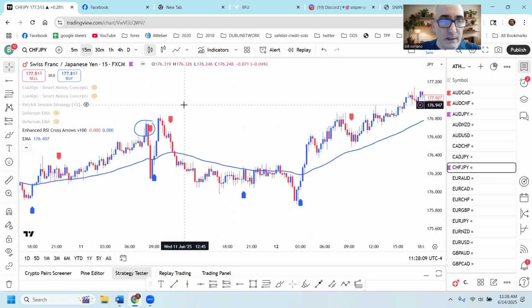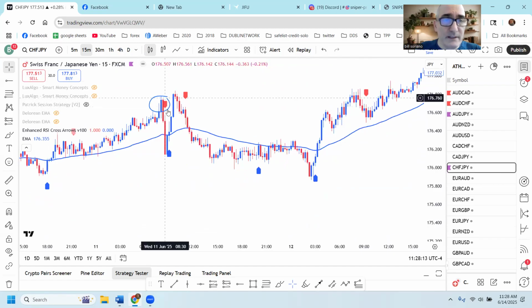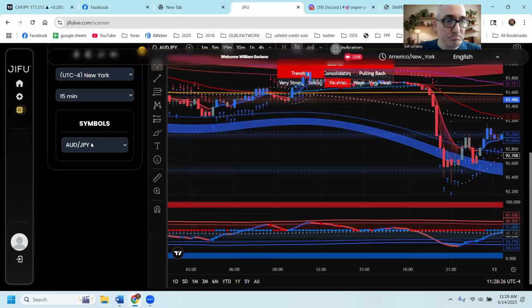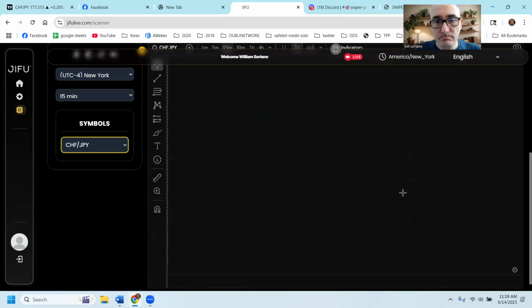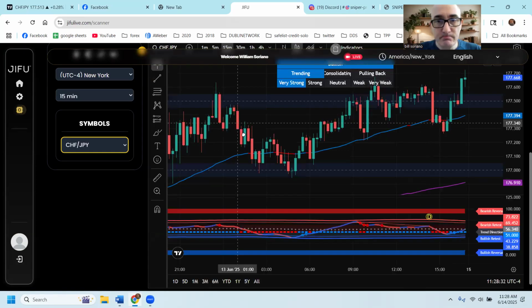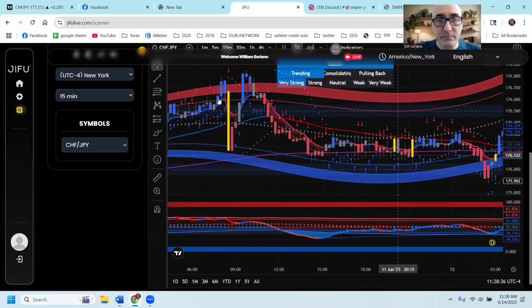Chef JPY. Right here, guys, look at this big candle here with the ATH RSI signal. We got this big red candle coming from above the 55, crossing and closing below it. And that is at 8:30 a.m. on Wednesday in Chef JPY. So we have to go back a little bit further here to see that in Sniper Pro.